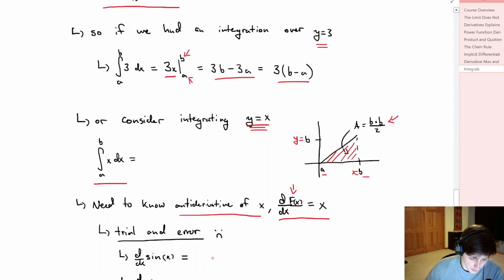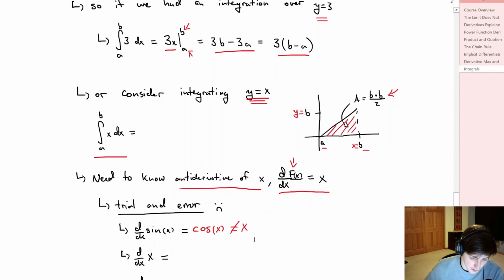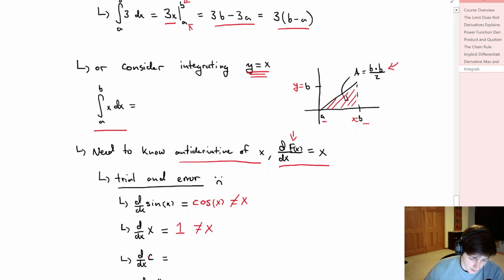So we know if we take the derivative of sine of x, we get cosine of x. Comparing that to what we need, that's not even close to x. If we now take the derivative of x, well, that's going to equal 1. If we take the derivative of a constant, well, again, no dice. And if any of these are confusing, go back to the previous videos where we went through all of these.